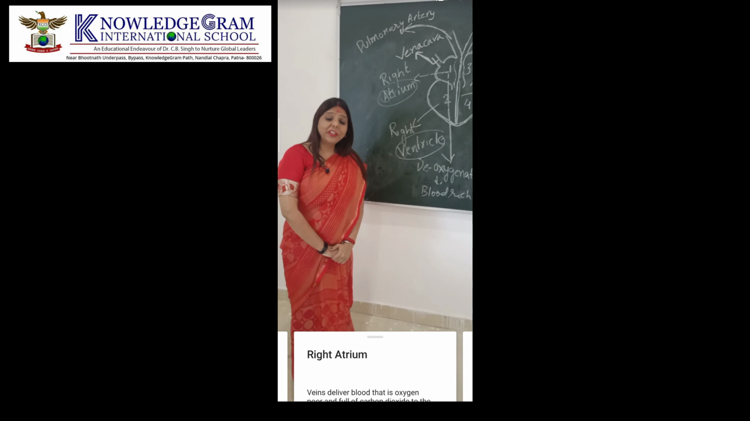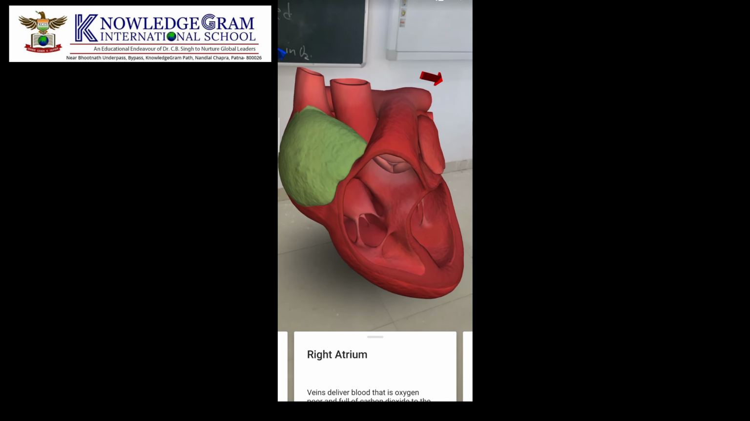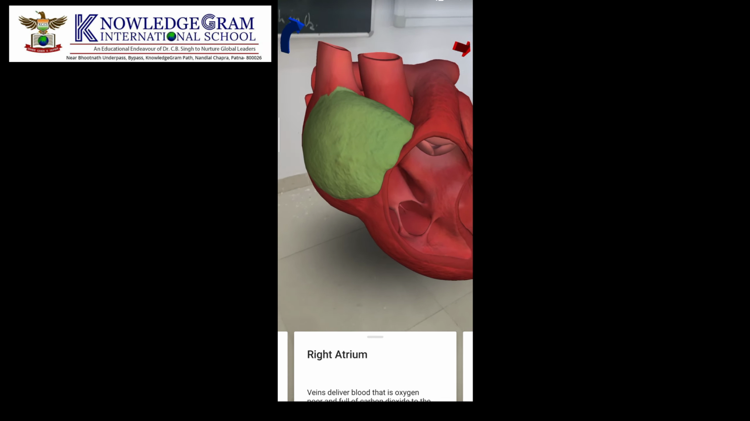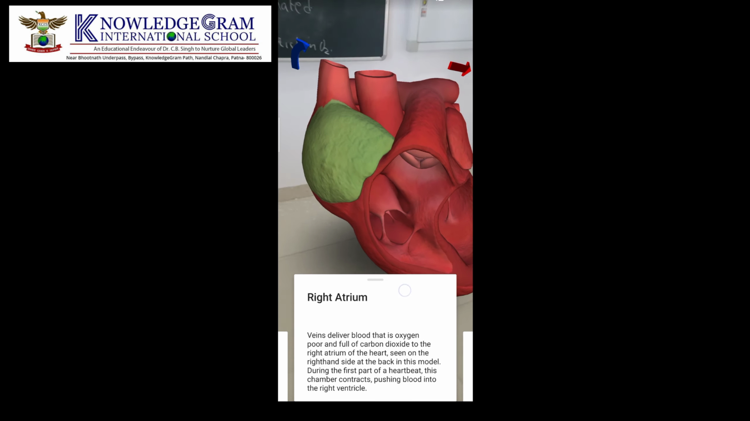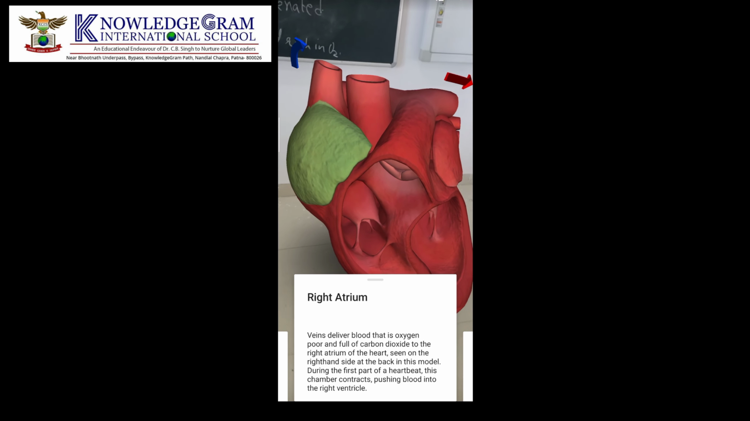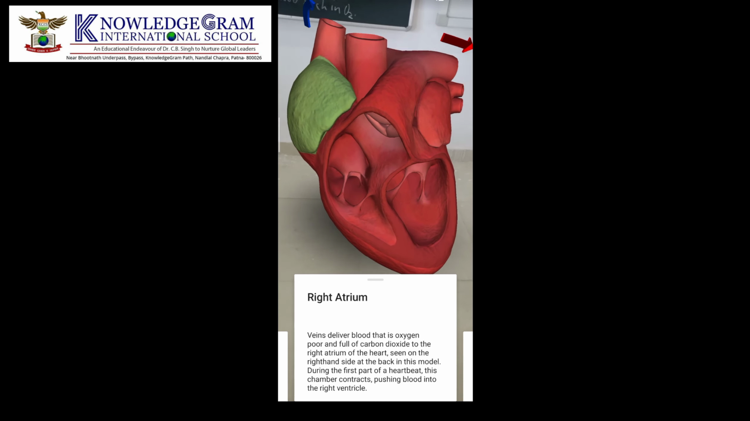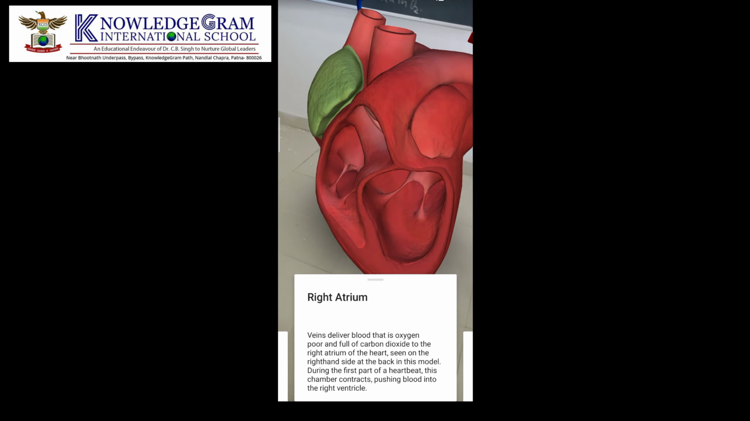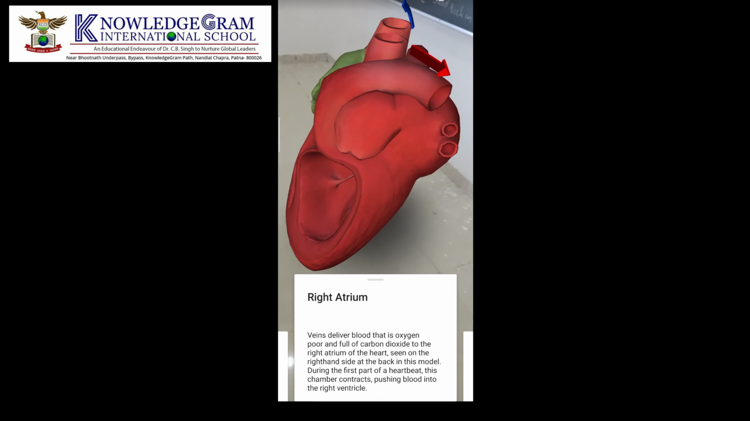Now let's have the real view of the right atrium. So my dear students, as you are able to see here, this is the real view of the right atrium. Now why right atrium? Because it is present on the right hand side and it is the upper chamber, and we know the upper chambers are called atrium. So this is the real view of the right atrium.